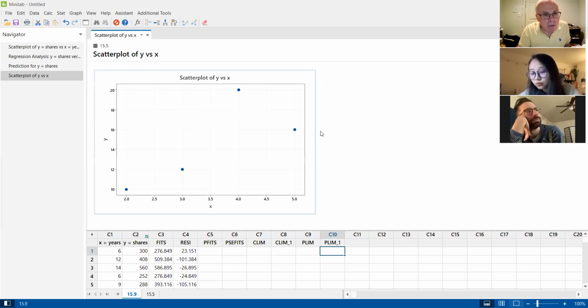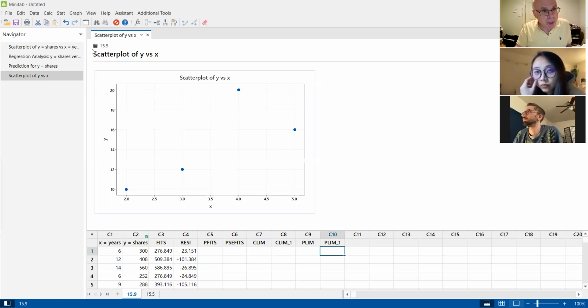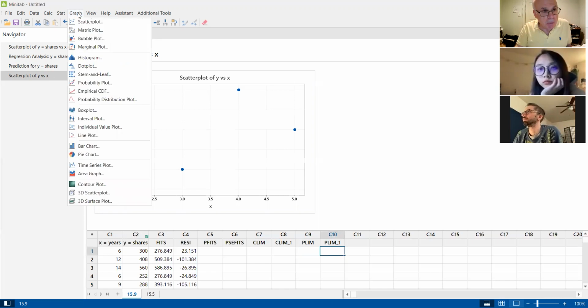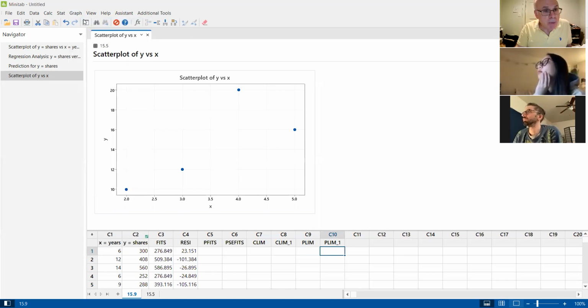All right. Now, of course, this is not the scatter plot I want. Let's look at the scatter plot first. Actually, when you do any regression, that's one of the first things you should look at. If it's just a simple regression with one independent variable, go ahead and look at a scatter plot. All right. So that's what we're going to do.